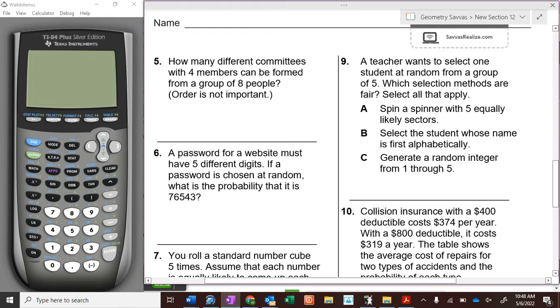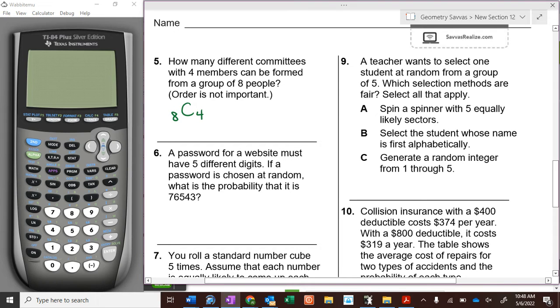How many different committees with 4 members can be formed out of a group of 8 people? Order is not important. So is that a combination or a permutation? That is a combination. Order is not important in a combination. So it's 8 combination 4.